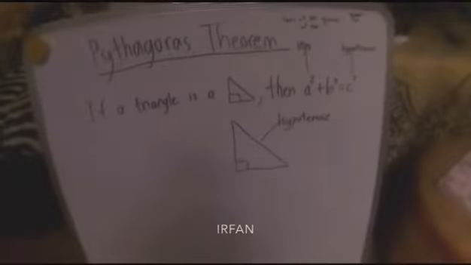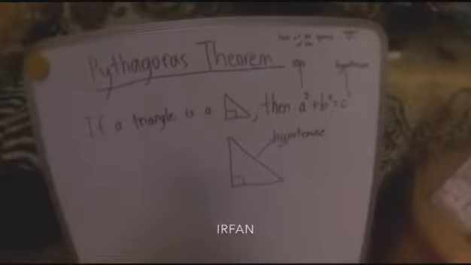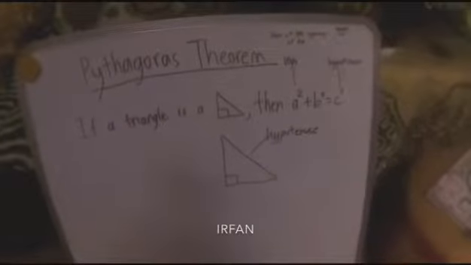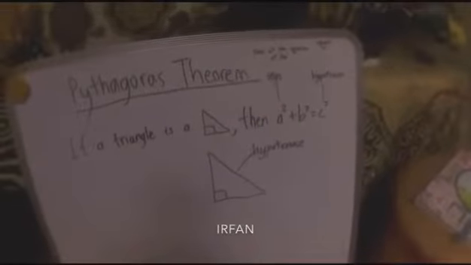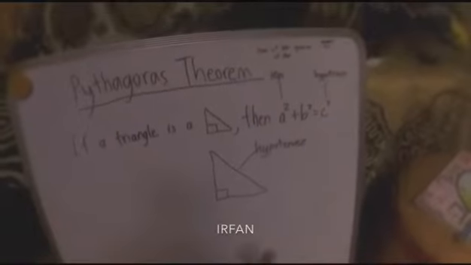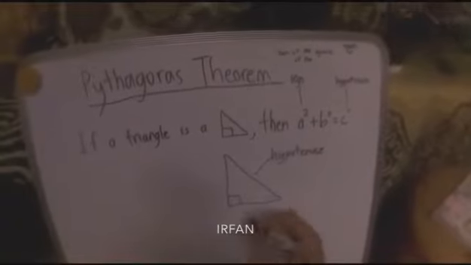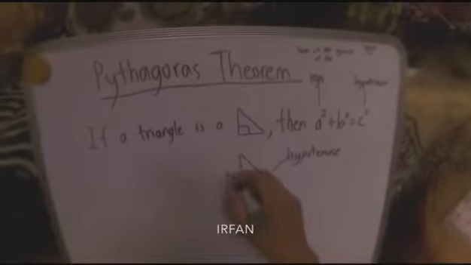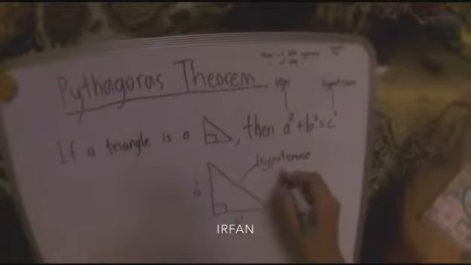Move on to the converse of Pythagoras' theorem. Let's learn the basics. If a triangle is a right-angled triangle, then the sum of the squares of the legs, which is a squared plus b squared, is equal to the square of the hypotenuse, which is c squared. Now, in this triangle, this is the hypotenuse, the longest side of the triangle, and these are a squared and b squared. The hypotenuse is always going to be c squared.